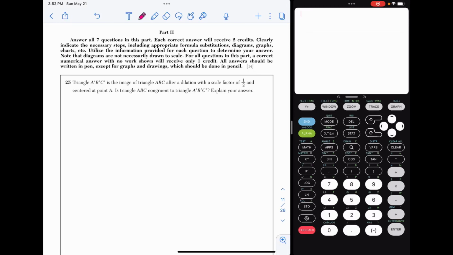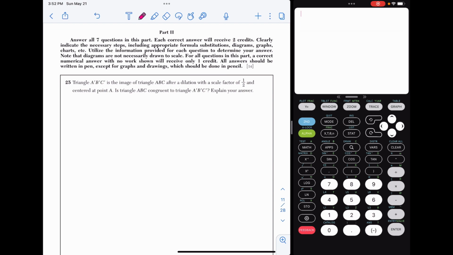Okay, this video will cover the part 2 questions, so 25 through 31 from the June 2019 Geometry Regents. 25, triangle A prime, B prime, C prime is the image of triangle ABC after a dilation with scale factor 1/2 and centered at point A. Is triangle ABC congruent to A prime, B prime, C prime?